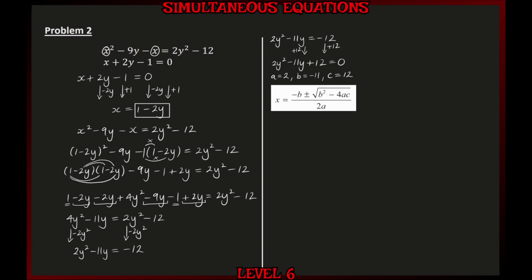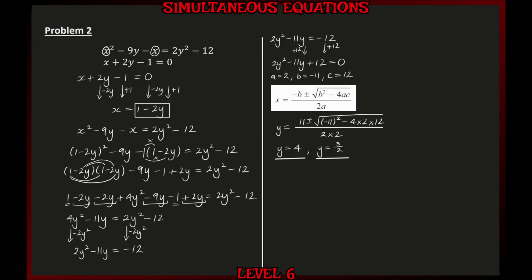Substituting these into the quadratic formula gives y, because our equation is written in terms of y, is equal to minus b, or b is minus 11, so minus 11 gives us positive 11, plus or minus the square root of b squared. Now, because b is minus 11, it's important that when we square it, we put it in brackets. So (minus 11) squared minus 4 times a, which is 2, times c, which is 12, all divided by 2a, which is 2 times 2. And if we calculate this using a plus on the numerator, we have y is equal to 4. And if we calculate this with a minus on the numerator, we get y is equal to 3 over 2, or 1.5. So these form the first part of our solution.